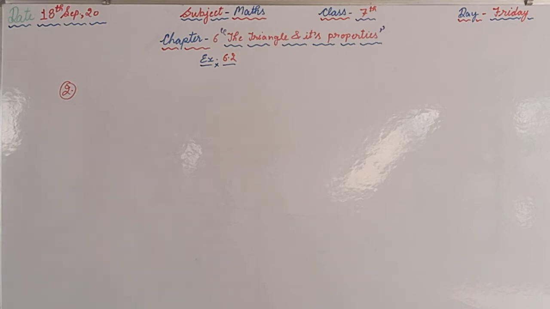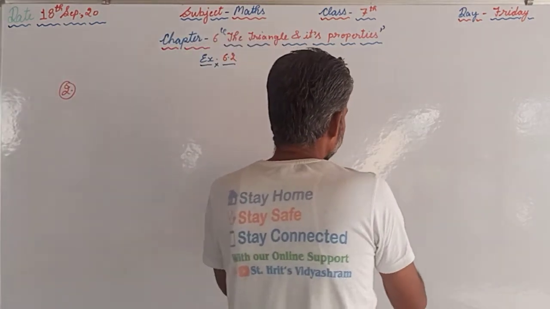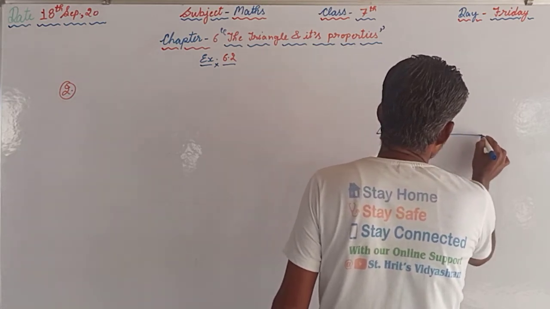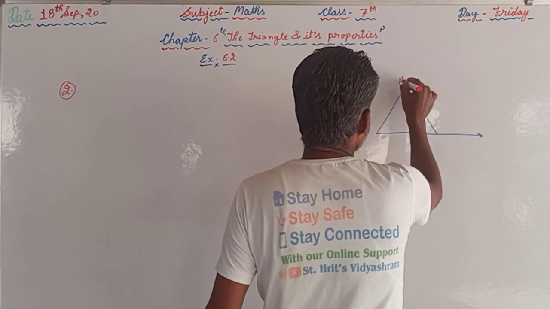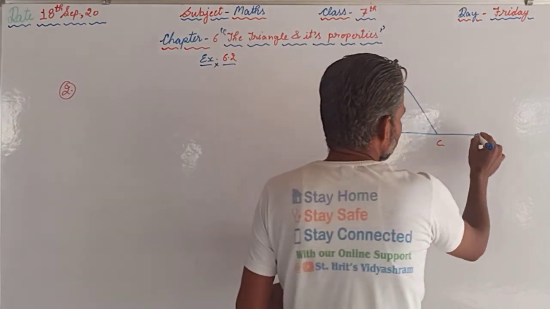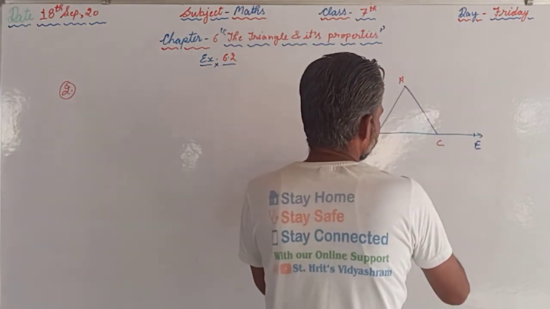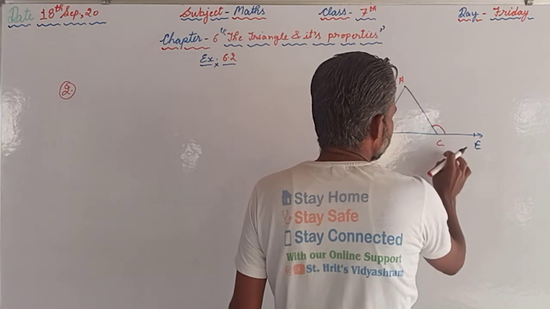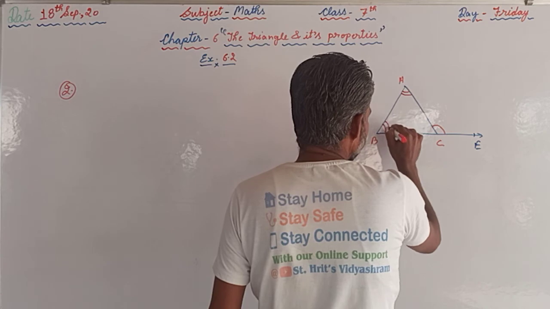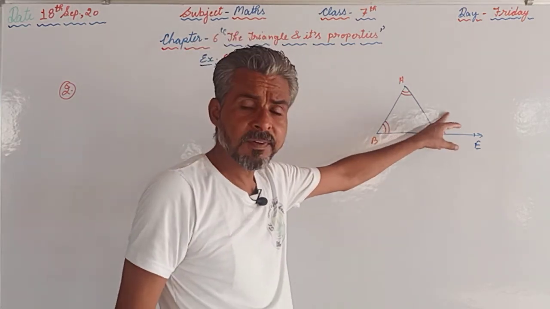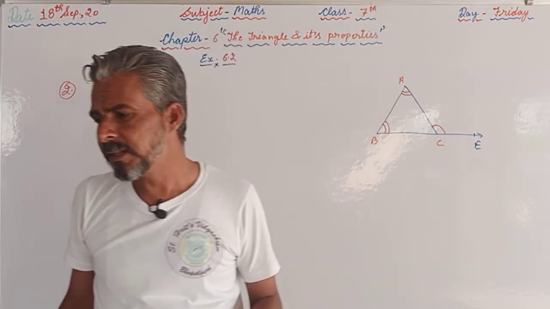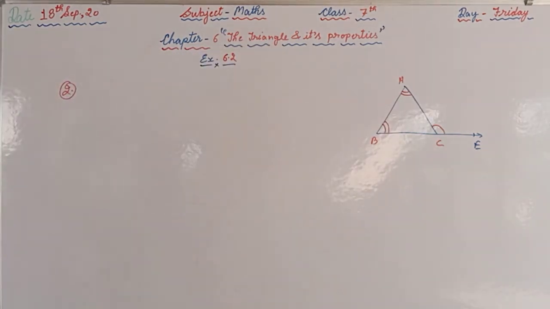Before starting that exercise, I want to tell you one thing, that if any triangle is there, A, B, C, and if we produce the side up to E, then this angle ACE will be equals to angle A plus angle B, means exterior angle of a triangle is equals to the sum of the two opposite interior angles. That is the property, which is known as exterior angle property of the triangle.